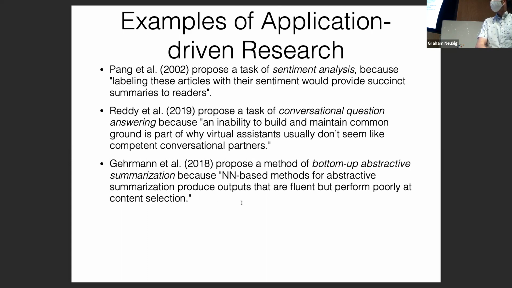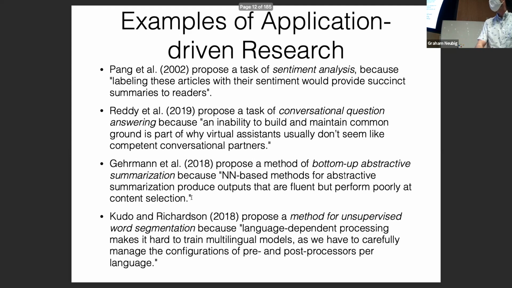These two are proposing new data sets. Now, if we look at the ones that are proposing new methods, Graham et al. propose a method of bottom-up abstractive summarization because neural network-based methods for abstractive summarization produce outputs that are fluent but perform poorly at content selection. So they have an idea of something that's wrong with the state of the art. It performs poorly at content selection, and they set out to fix it by proposing this method.